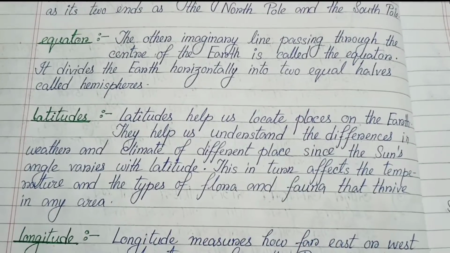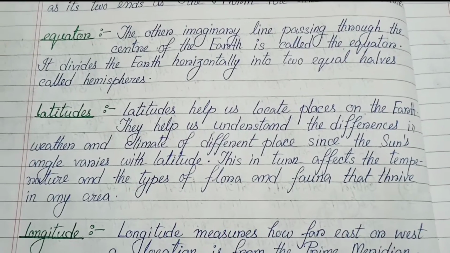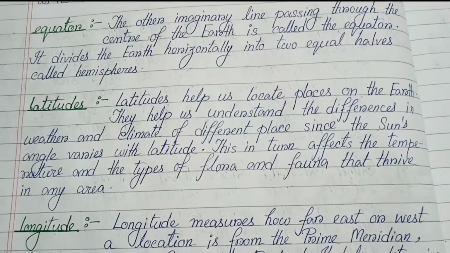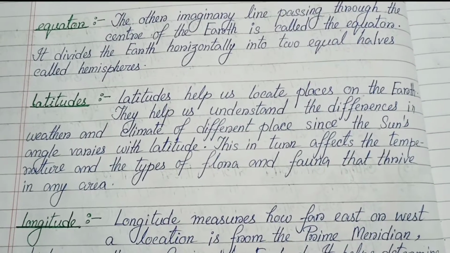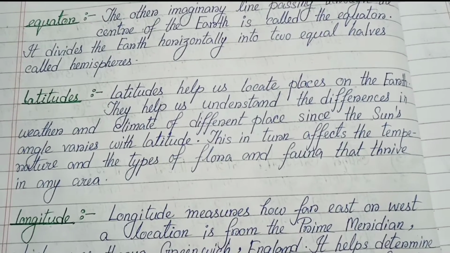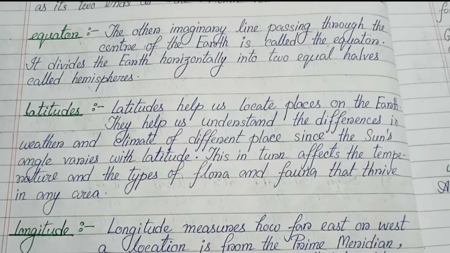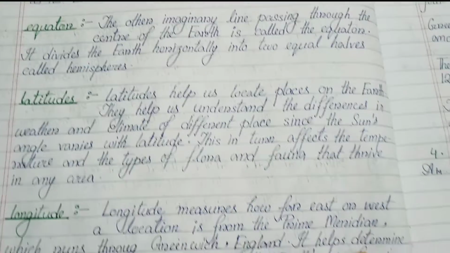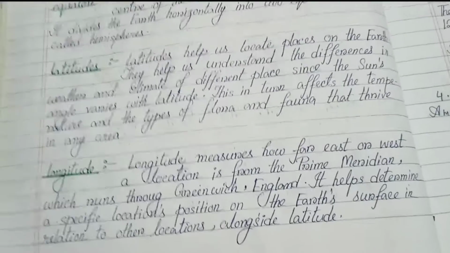Latitudes help us locate places on the earth. They help us understand the difference in weather and climate of different places. Since the sun's angle varies with latitude, this in turn affects the temperature and the types of flora and fauna that thrive in any area.